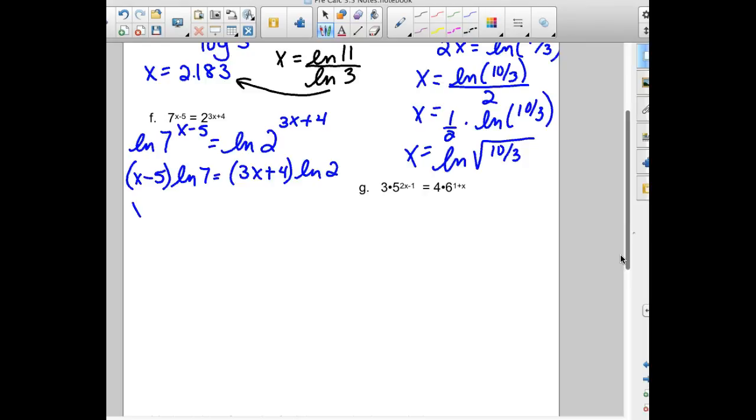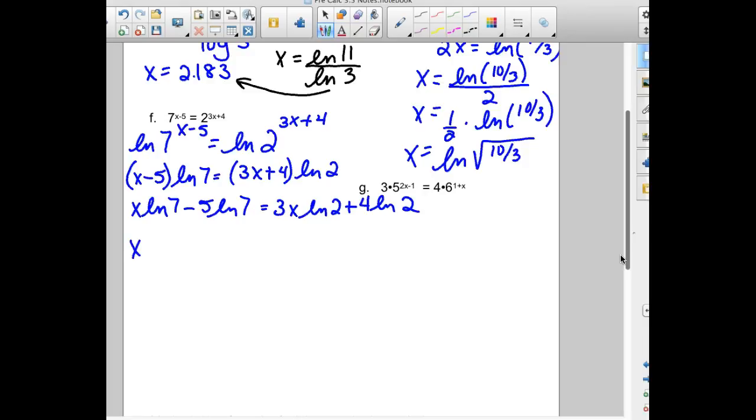Distributing, we've got x times the natural log of 7 minus 5 times the natural log of 7. On the other side, we get 3x times the natural log of 2 plus 4 times the natural log of 2. And then what we want to do is get any terms that have an x in them to one side and any terms that don't have an x to the other side.